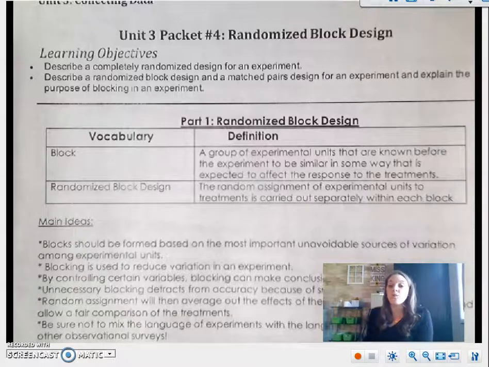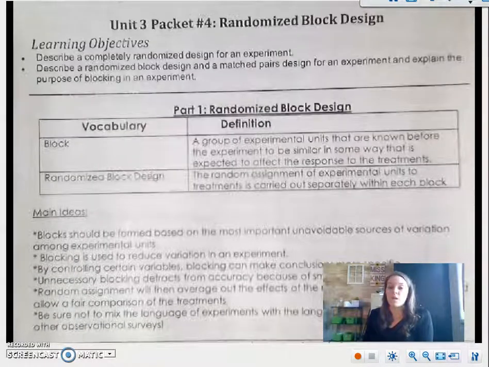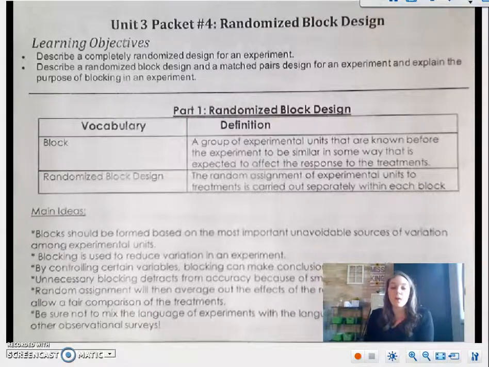So we have two vocabulary words for randomized block design. Our first vocabulary word is block. So a block is a group of experimental units that are known before the experiment to be similar in some way that is expected to affect the response to the treatments. The second vocabulary word is randomized block design. So a randomized block design is the random assignment of experimental units to treatments is carried out separately within each block.